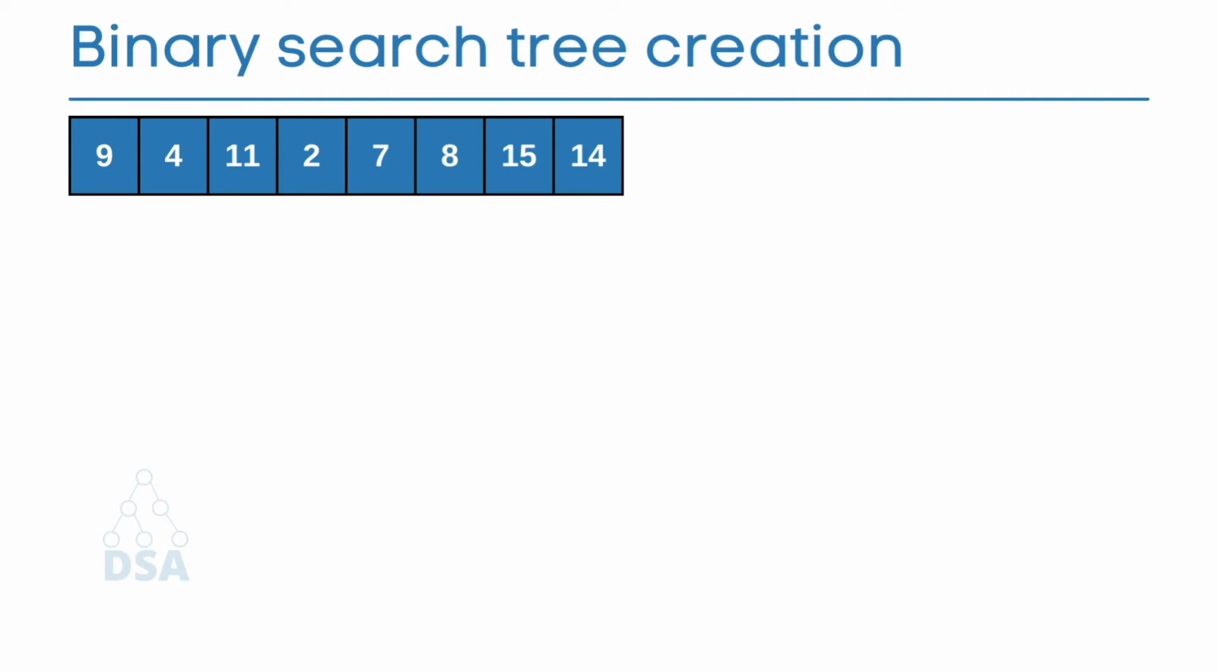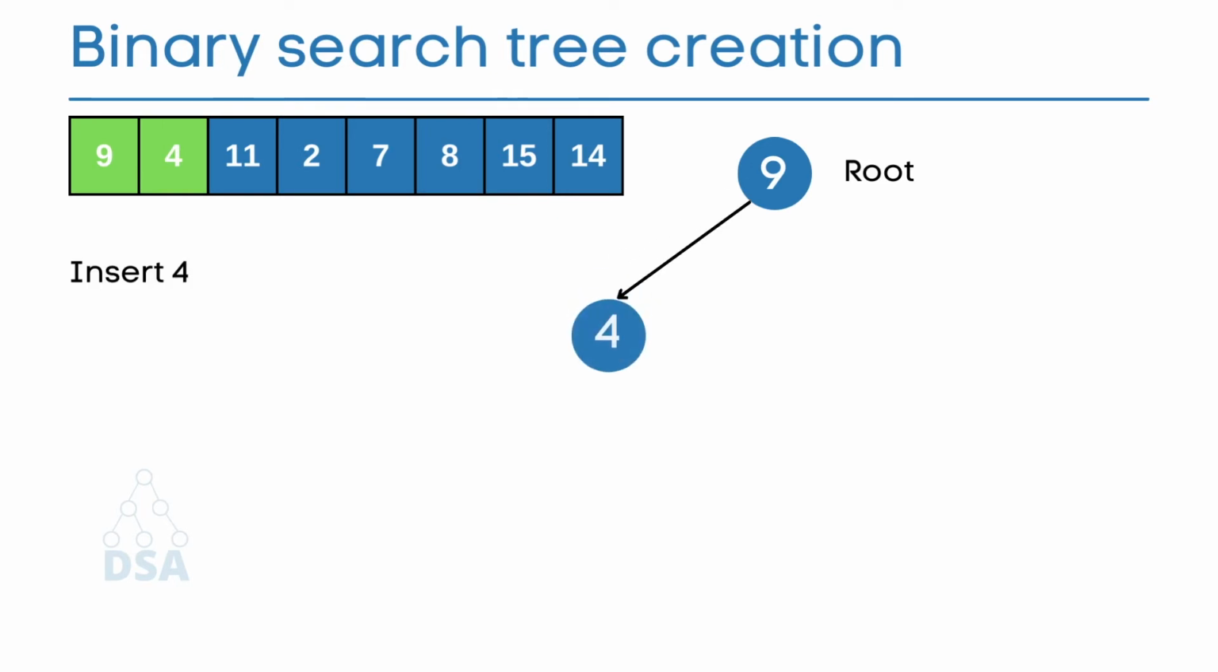We will consider an example of numbers. Out of this array, the first number 9 will be inserted in the tree as the root node. Then read the next element, which is 4. As 4 is smaller than 9, it will be inserted as the root of the left subtree. Read the next element, that is 11. And 11 is greater than the root node, so it will be inserted as the root of the right subtree.